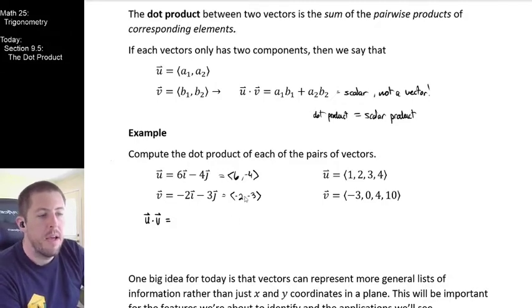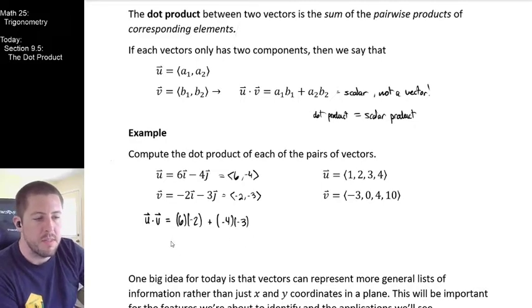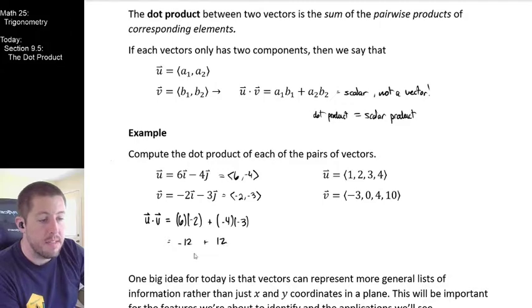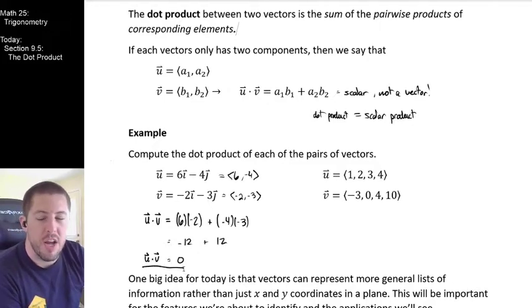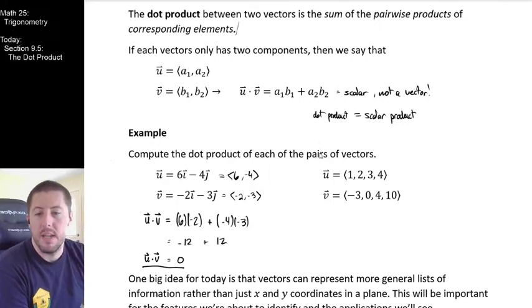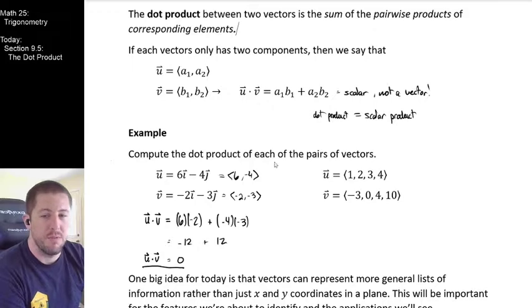Either one is fine. In this case, I can see that 6 and negative 2 are the terms in the first slot for each vector. So 6 times negative 2. We're going to add that to negative 4 times negative 3, the two terms in the second slot. That gives me negative 12 plus a positive 12. So it turns out that this one is actually going to give me 0. That's a special case for us here, and we're going to ask ourselves, what in general can we tell about two vectors if their dot product is equal to 0? That's a big, important question for today.